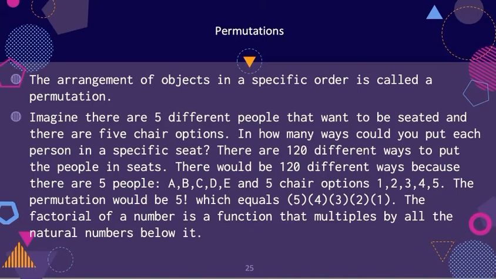There would be 120 different ways because there are 5 people, A, B, C, D, E, and 5 chair options, 1, 2, 3, 4, 5. The permutation would be 5 factorial, which equals 5 times 4 times 3 times 2 times 1. The factorial of a number is a function that multiplies all the natural numbers below it.